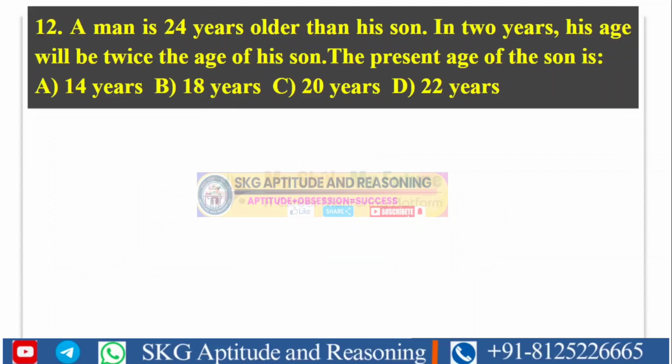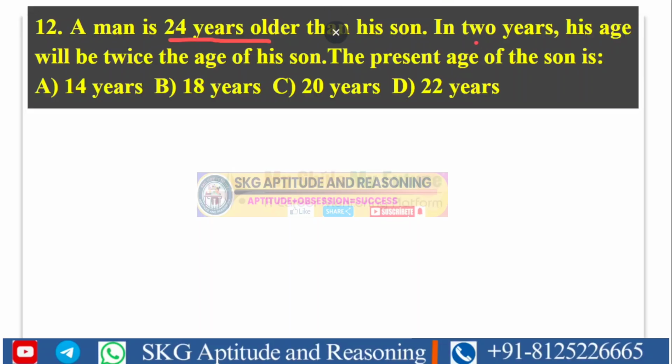And here is the next question. A man is 24 years older than his son. So this statement can be read like this: the age difference between father and son will be 24 years. It means that if the difference between father and son is 24 years, then after any number of years also the age difference will remain the same. Remember that point here. We already discussed that point in the introduction class as well.